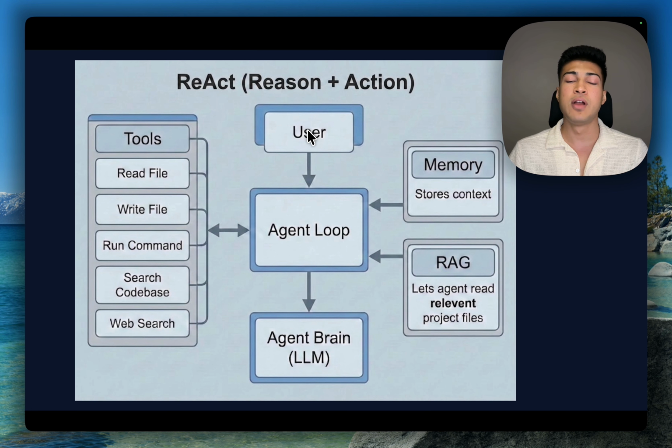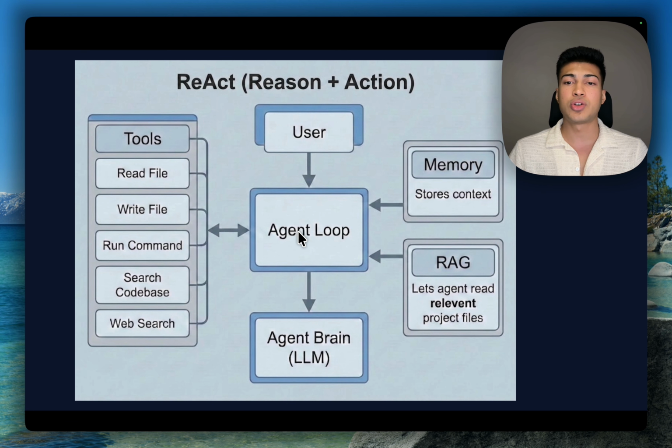So the user will give the agent a goal and that goal will be passed via the agent loop to the LLM. And then the LLM will decide what actions I need to perform to achieve this goal. And those instructions will be passed on to the agent loop. The agent loop will run those tools which are given by the LLM, and after running those tools the result will be passed again via the agent loop to the LLM, and this loop will keep running until the goal is achieved.